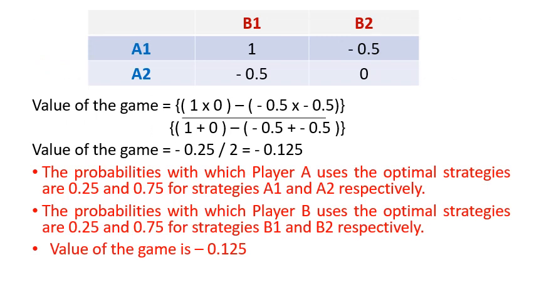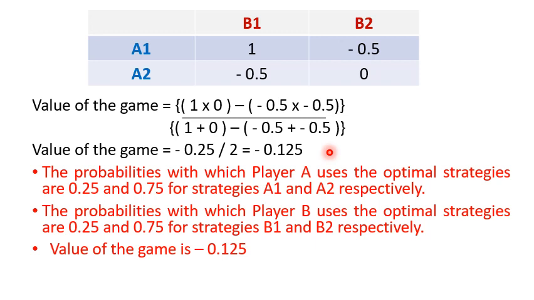Similarly, you find the value of the game here. Value of the game will be 1 into 0 minus 0.5 into minus 0.5. These signs have to be taken into account here. Don't ignore these individual signs of the payoff values. They are very important. 1 into 0 minus 0.5 into minus 0.5 divided by 1 plus 0 minus 0.5 plus minus 0.5, which is equal to minus 0.25 divided by 2, which is equal to minus 0.125.